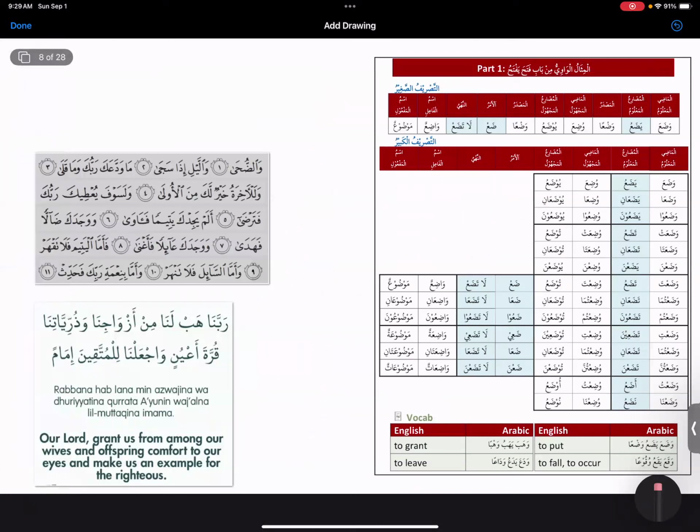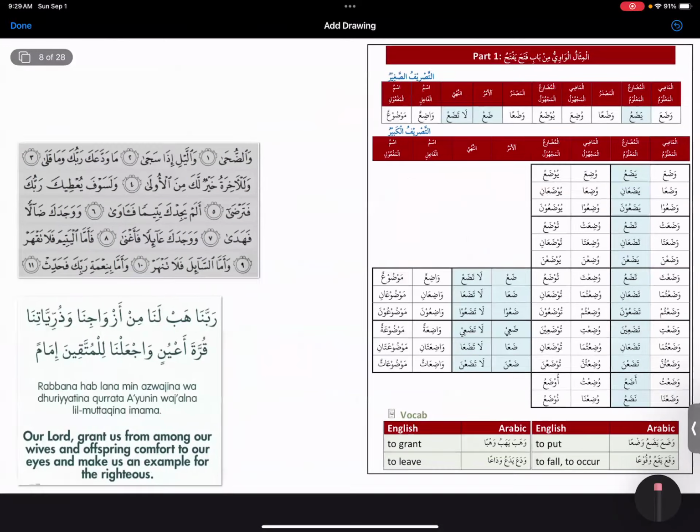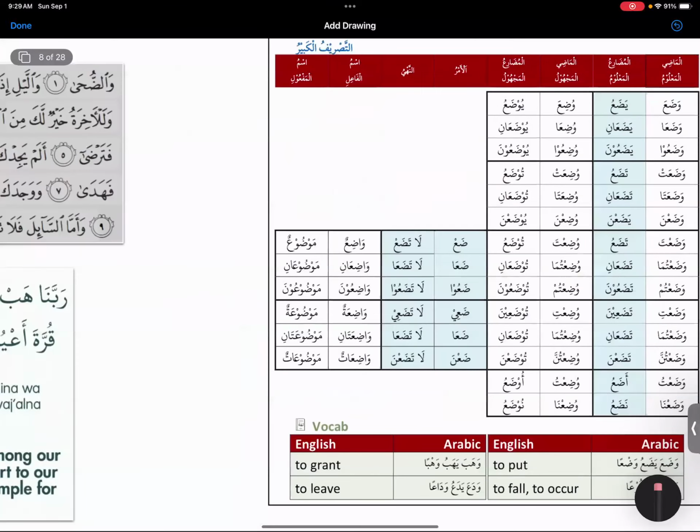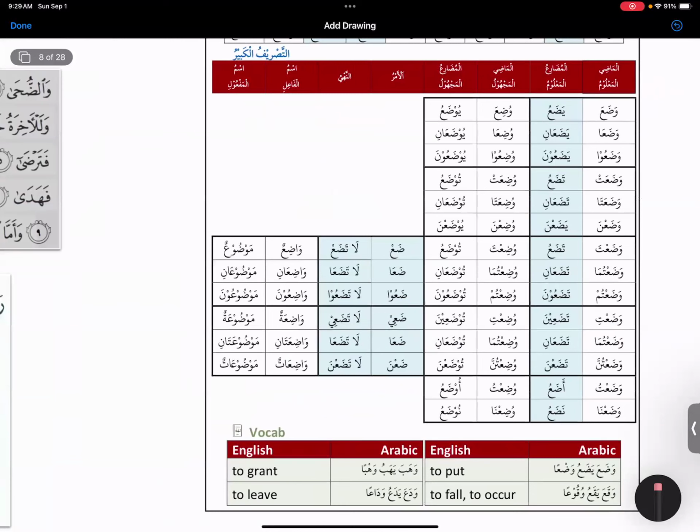Okay, so then we have some we did last class, right? So we saw all these slides, but I just added some over here. Wada'a yada'u wad'an, right? Waqa'a yaqa'u wuqu'an. But Babit is making wada'a yada'u.